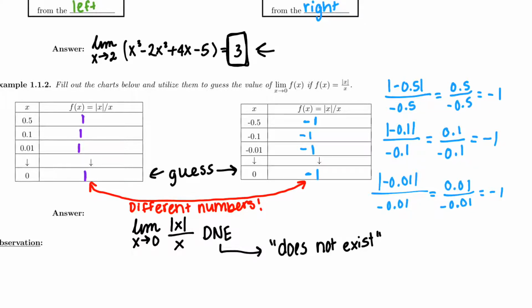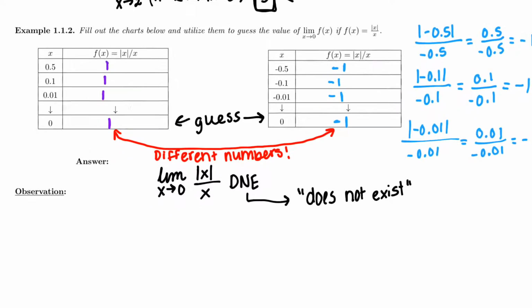Something to point out, this is a small thing, and I'm not going to mark people down for it, but it is a pet peeve of mine. We don't say equals DNE. We don't put an equal sign here. It doesn't equal DNE. It just doesn't exist. We say it does not exist, not that it equals DNE. It doesn't equal anything because it doesn't exist in the first place.